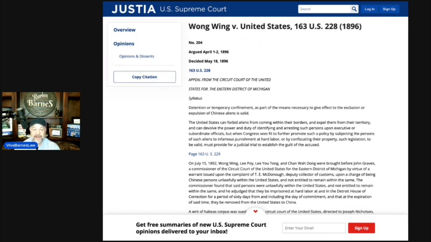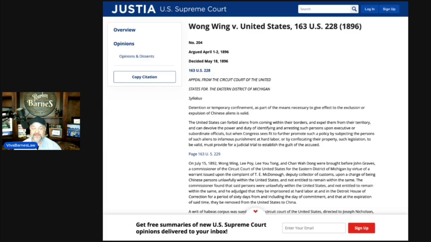And they emphasize the United States can forbid aliens from coming within their borders and expel them from their territory, and can give that power entirely to executive officials. And it is only if Congress chooses to give a judicial role is there a judicial role. And the only thing they clarify in this context is that due process of law is completely sufficient by what Congress affords and the president gives, unless you're actually seeking to imprison them, to impose punishment on them.